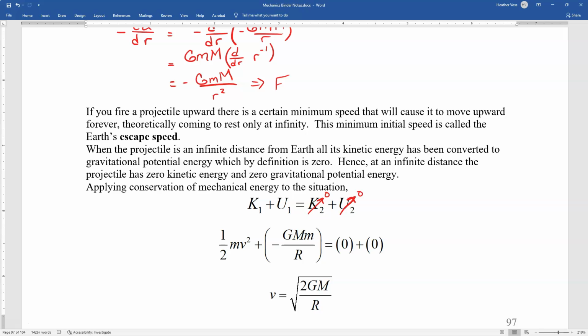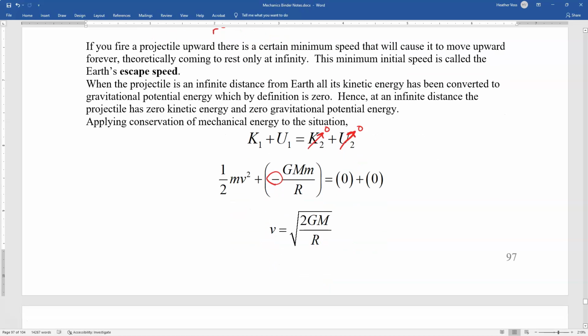Now, remember, as it gets closer, our potential is negative. Okay, so what is this big R? That is the radius of the Earth. If we are trying to escape Mars, that would be the mass of Mars and the radius of Mars. But we're just dealing with the Earth. So we're going to get all of that as zero.